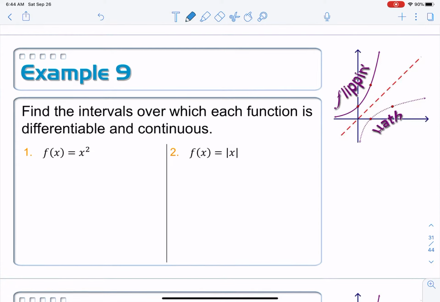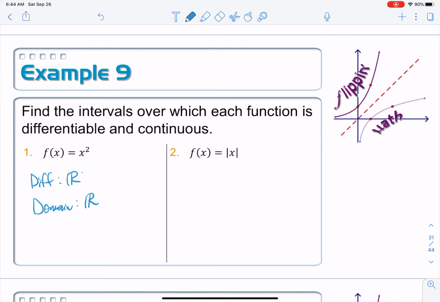All right, so on number 1, I've got a quadratic function. It has no sharp turns. It has no vertical tangent lines. It has no discontinuities. This is differentiable everywhere. So for differentiability, it's all real numbers. And its domain is also all real numbers because it is polynomial. Because we said polynomials are continuous everywhere, so it's all real numbers. And we can see that those two things are exactly the same. Wherever it was defined, it had a derivative at that particular point.